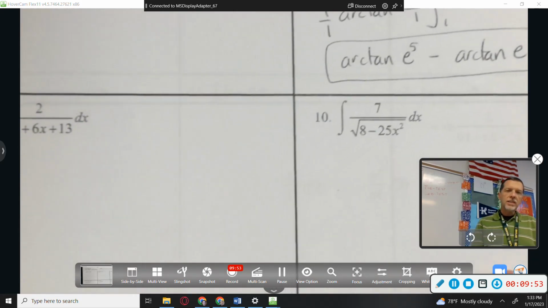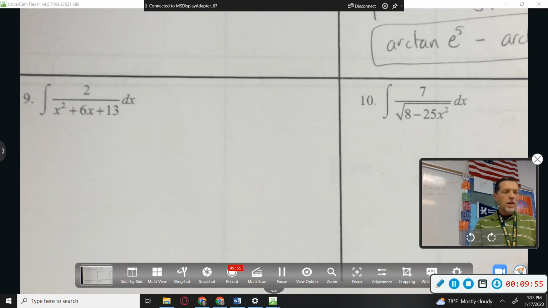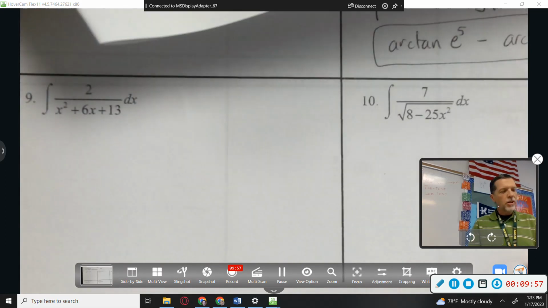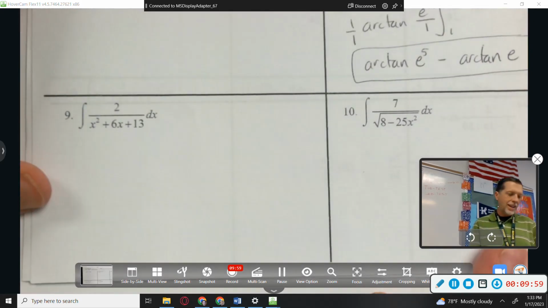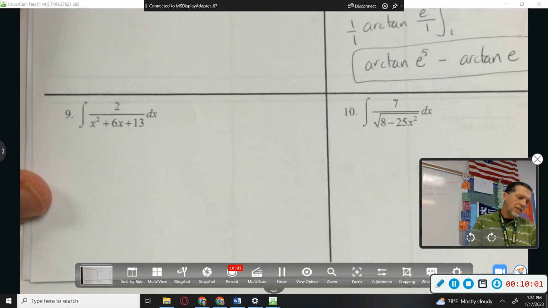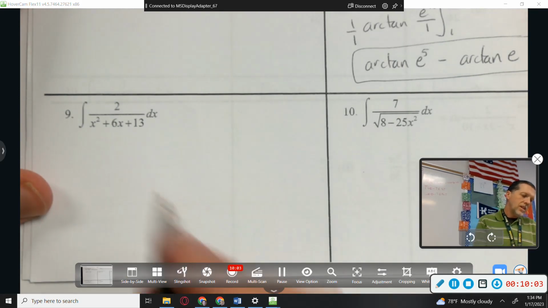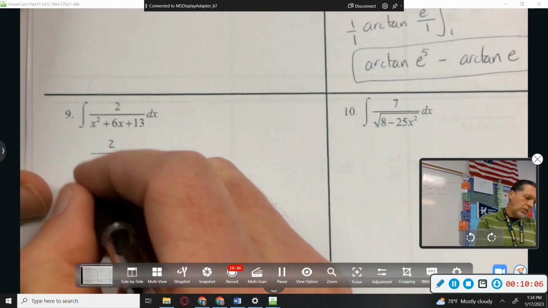Nine or 10? Are you to the point where you can look at them and recognize where you're headed? 9 you just have to complete the square.